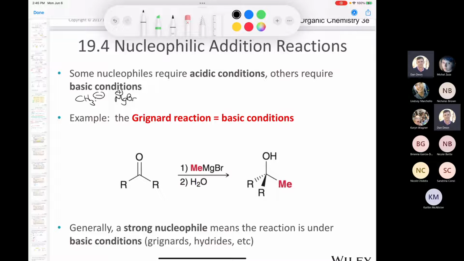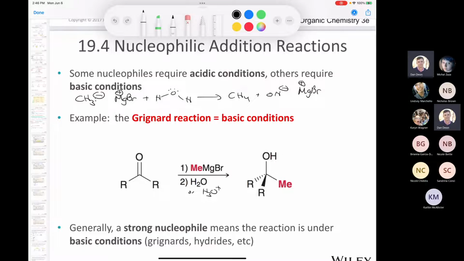magnesium bromide in the presence of water, and we went over this in the alcohols chapter, you're going to end up with methane because this is such a strong base, and then you're also going to end up with hydroxide, and of course the magnesium bromide. So the carbanion would just rip the proton off, and so we have to be very careful about our reaction conditions for a Grignard reaction. Of course, in the second step, we treat it with water or aqueous acid to add this proton to form our alcohol. But generally, a strong nucleophile means the reaction is going to be under basic conditions.